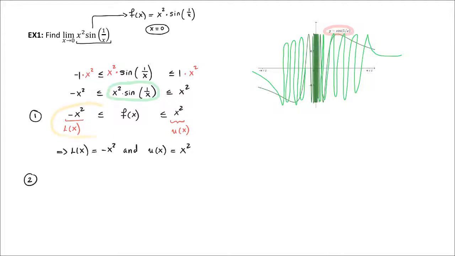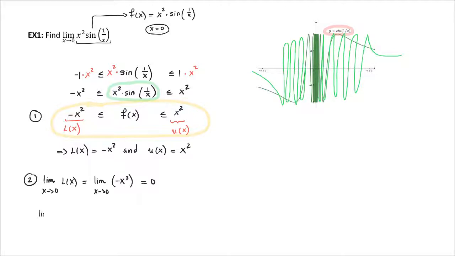just because you showed that this inequality is true, that f of x is between U and L, that's not enough. Now we have to show that condition number two is satisfied. We have to show that the limit of the outer functions exist and are identical. In other words, we have to calculate the limit of each U of x and L of x. So the limit as x approaches 0 of L of x is equal to the limit as x approaches 0 of negative x squared. This is equal to 0.